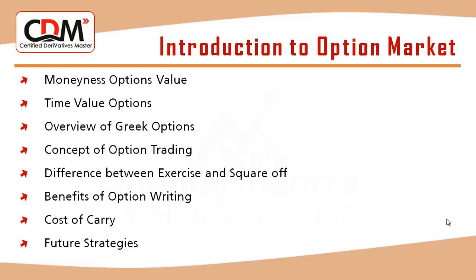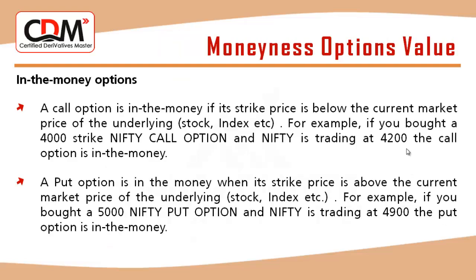So this is what we call a strike price, and the strike prices are levels defined and calculated on the basis of a few parameters by NSE or the exchange. Now we move ahead to moneyness in options value. There are basically three types of moneyness: ITM, ATM and OTM. Now what is ITM?